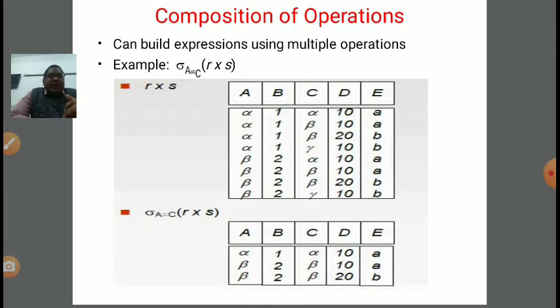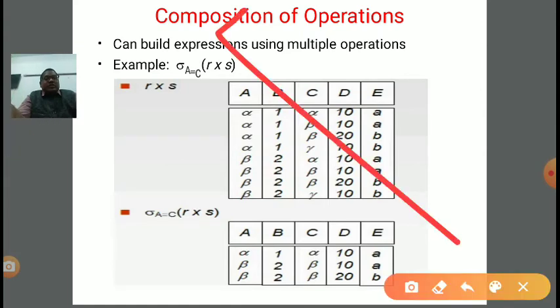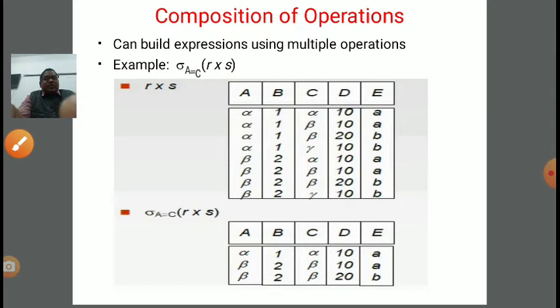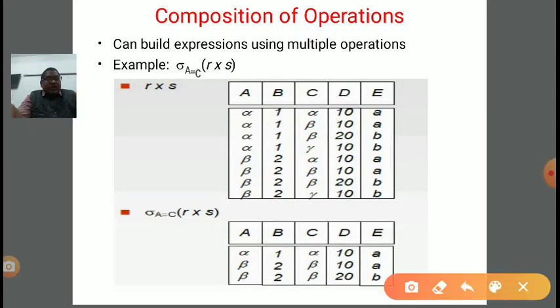Now we have to apply the select operation sigma, and the condition is A equal to C. If you see, the A attribute is related to the first relation and the C attribute is related to the second relation. So the condition says that all the domain values of the A attribute from the first relation should be the same as the domain values of the C attribute from the second relation. We have to restrict this Cartesian product by this condition.